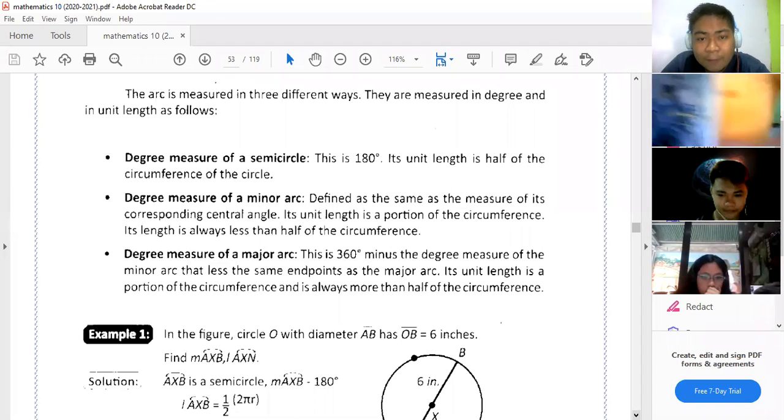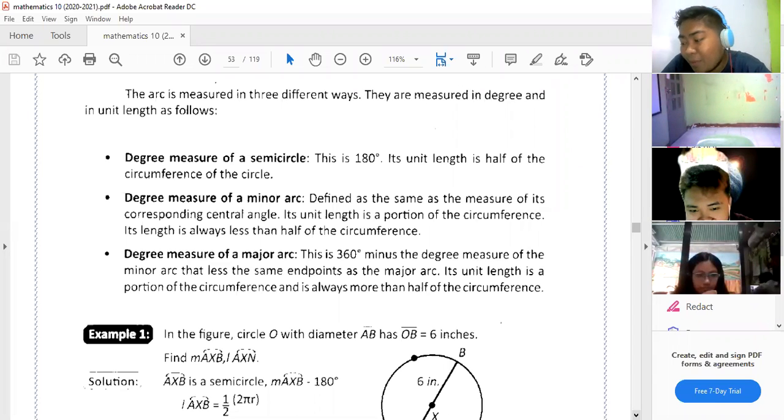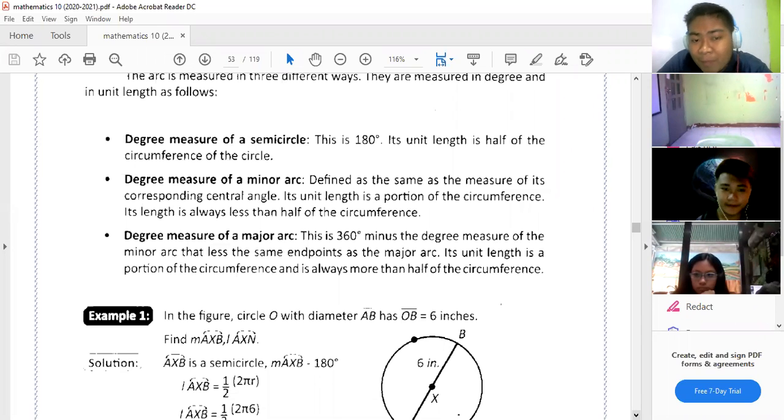degrees. Okay. So, meron naman tayong tinatawag na degree measure of a minor arc. Kapag sinabing minor arc, ibig sabihin mas maliit siya sa 180 degrees. Tama? Kapag major arc, mas malaki sa 180 degrees. Ganun lang siya. Semicircle, 180. Minor, mas maliit sa 180. Major arc, mas malaki sa 180. So, this is 360 minus the degree measure of the minor arc. Ganun lang yun. Example tayo.